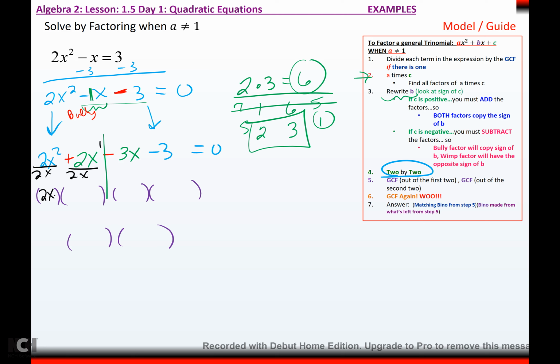To get what's left, you divide both terms by 2x. 2x squared divided by 2x just leaves x. And a positive 2x divided by itself is a positive 1.